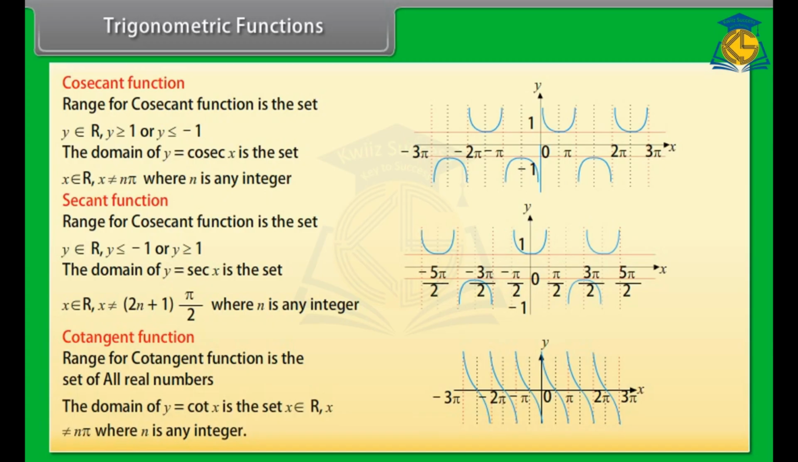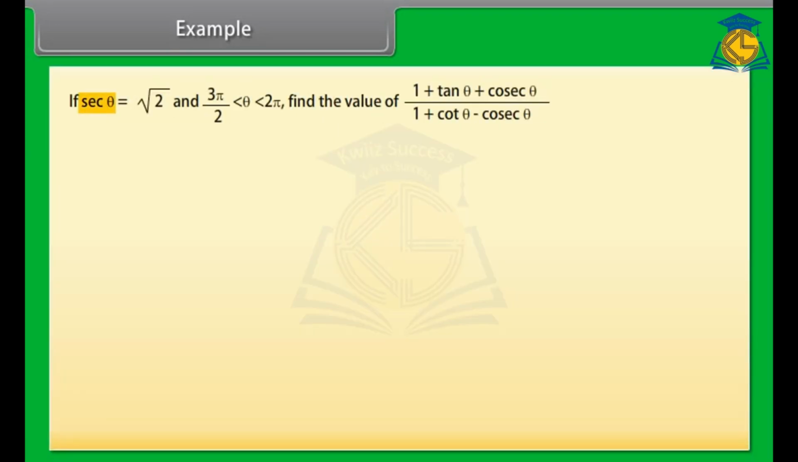X belongs to real number. X not equals to n into pi, where n is any integer. Example. If sec of theta is equal to under root 2 and 3 pi by 2 less than theta less than 2 pi, find the value of (1 plus tan of theta plus cosec of theta) by (1 plus cot of theta minus cosec of theta).